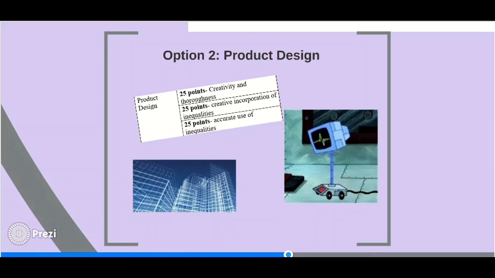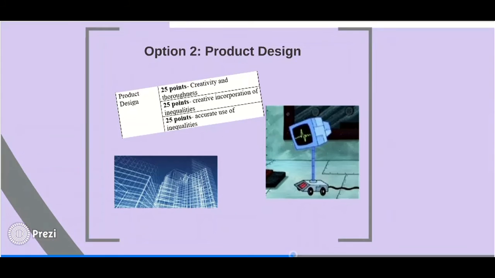And that doesn't mean that it has to be for real. They can make the rules up on their own. And that's why 25 points is creativity and thoroughness. So they can make it as wild and far-fetched as they want to. But they do need 25 points for incorporation of inequalities and also accuracy of those inequalities. So that's one where students who like computer science or graphic design or like to make things up or be creative, this really appeals to them and their talents.